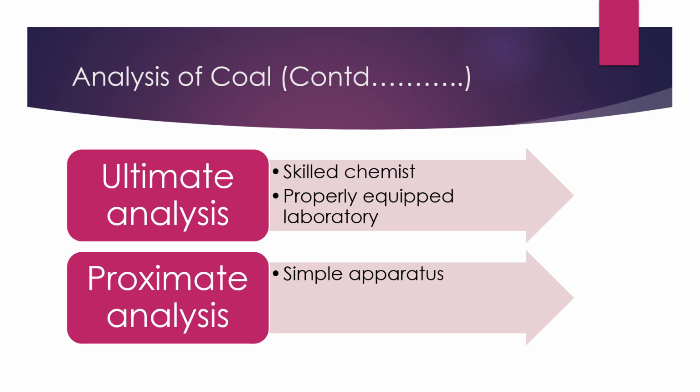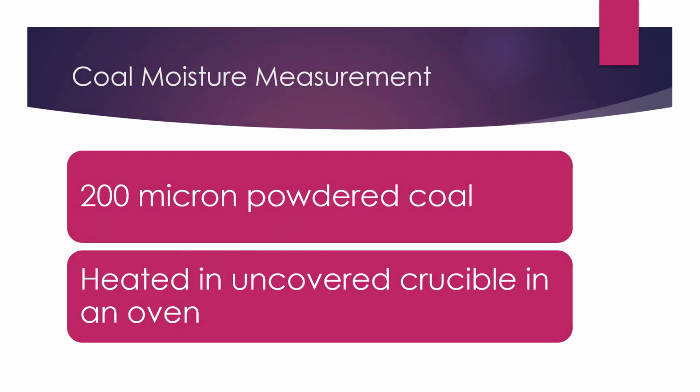Now, for ultimate analysis of coal, a skilled chemist and a properly equipped laboratory are required. But proximate analysis of coal requires a simple apparatus. The amount of moisture or water content in coal is determined by subtracting the dry weight from the initial weight, and the moisture content is then calculated as the amount of water divided by the dry weight or total weight depending on the reporting method.